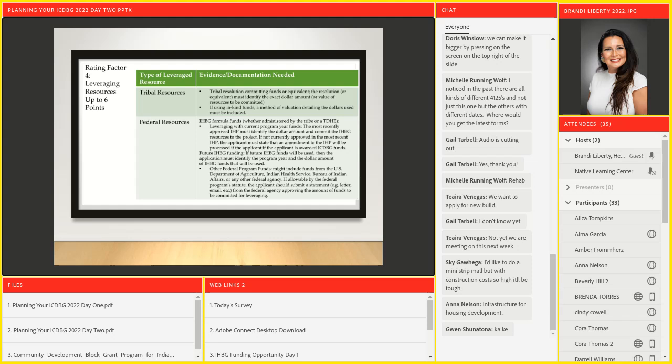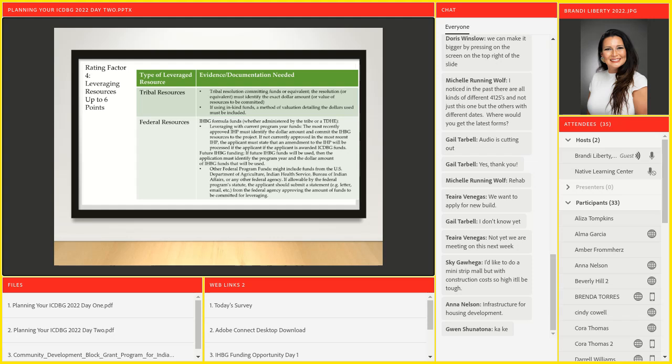If you decide to use federal funds, like your IHBG formula funds, whether they're administered by the tribe or a TDHE, you need to have the most recently approved IHP identify the dollar amount and commit the IHBG resources to the project. If not currently approved in the most recent IHP, you must state that an amendment to the IHP will be processed if you are awarded those ICDBG funds. And so, oftentimes, our ICDBGs were due here in July for some tribes.